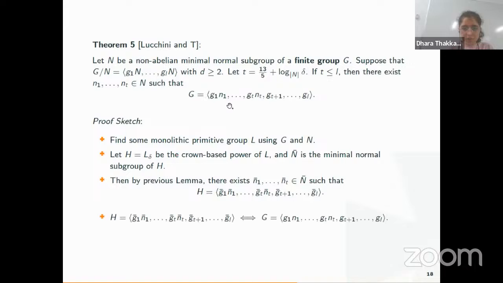To handle this, we prove the following. If we have a special generating set for H, then the inverse images in G will also give us a generating set for G. So this says that we can even reduce the search space for any finite group G if T is less than or equal to L.